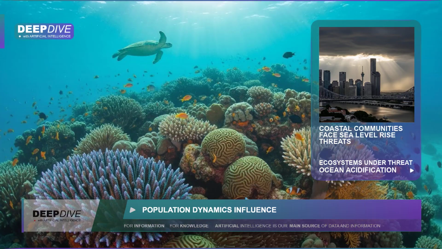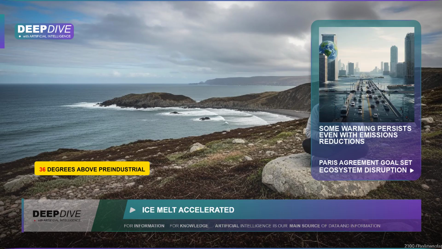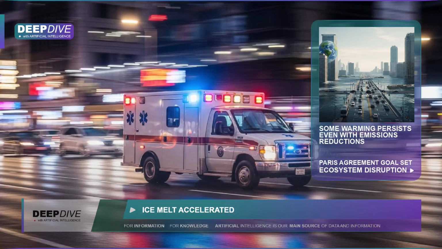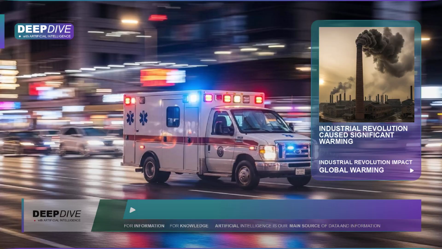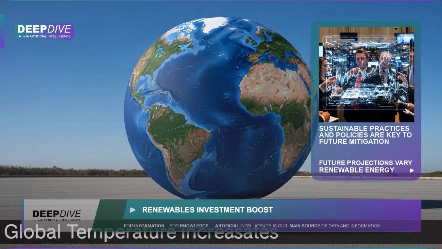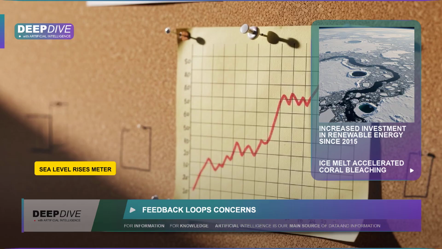Coral reefs are particularly vulnerable, with projections indicating that as much as 75% of them could be lost within decades due to warming oceans and acidification caused by CO2 absorption into seawater. Major turning points include the signing of the Paris Agreement in 2015, aimed at keeping global temperature rise this century well below 2 degrees Celsius, preferably limiting it to 1.5 degrees Celsius above pre-industrial levels.